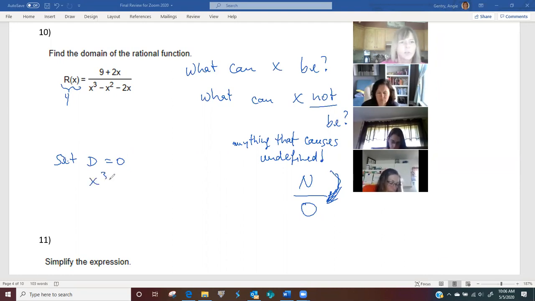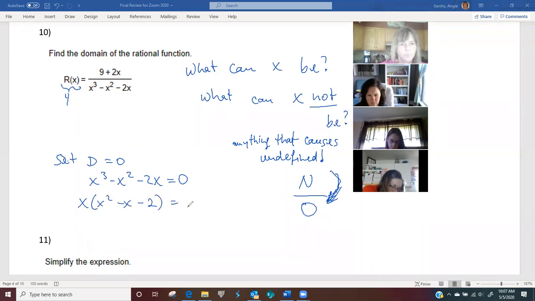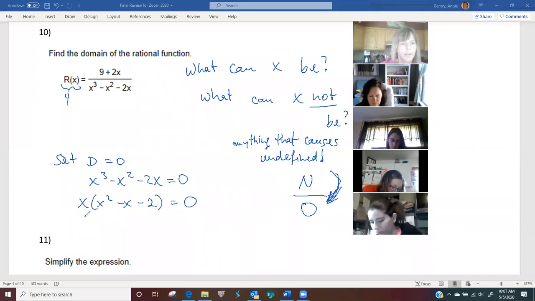So you say x cubed minus x squared minus 2x equals 0. And at the time you didn't know how to do anything else, so you're going to factor and solve. They all have an x. And then open, close, open, close. Product is -2. This is another mini review. Sum is -1.